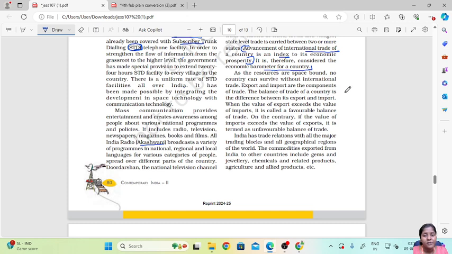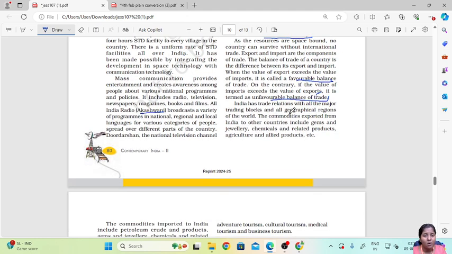So the balance of trade of a country is the difference between export and import. So whatever the difference we get after subtracting import from export, we get the balance of trade. So if the value of export exceeds the value of import, it is called a favorable balance of trade. Then on the contrary, if the value of import exceeds the value of export, it is termed an unfavorable balance of trade. India has trade relations with all the major trading blocs and all geographical regions of the world.